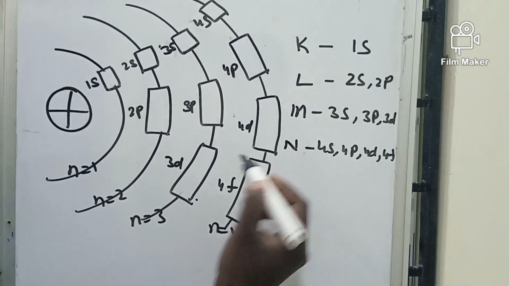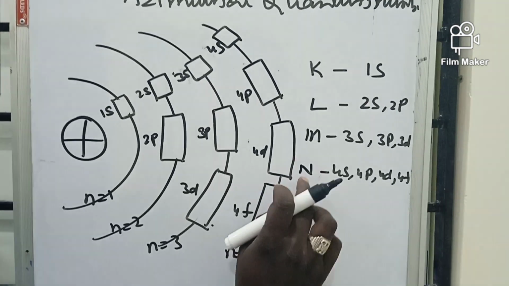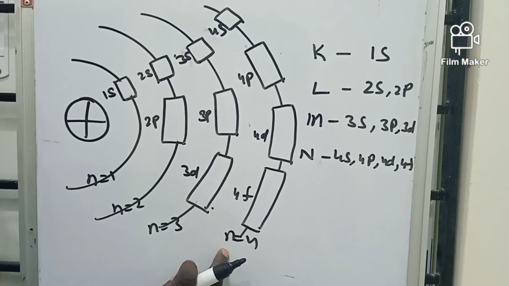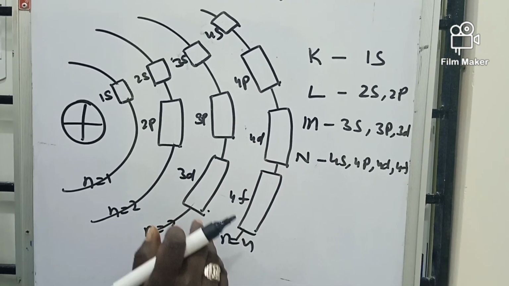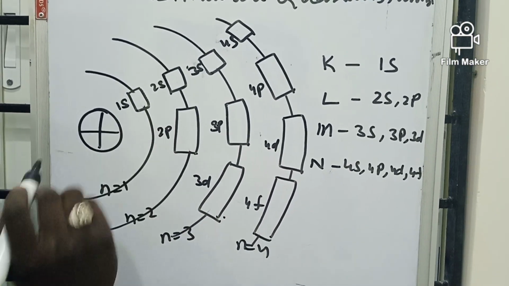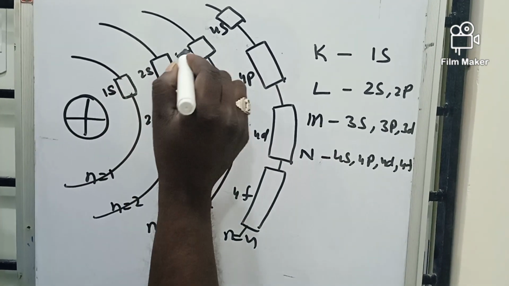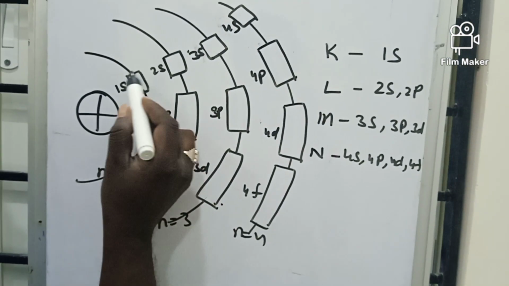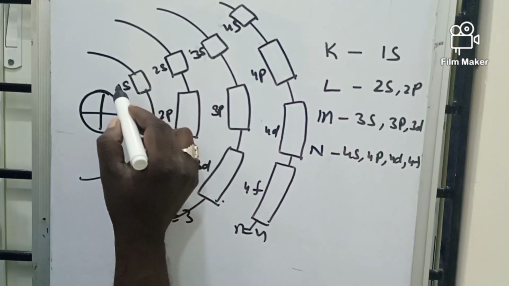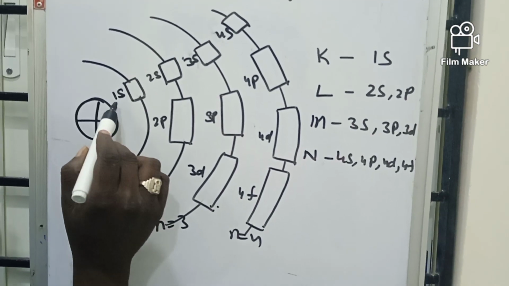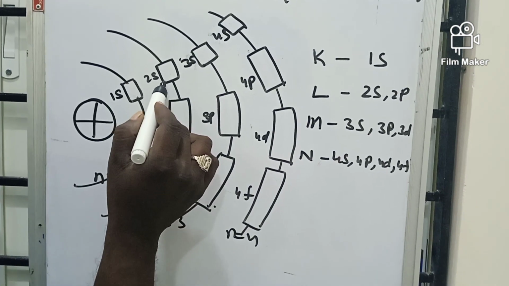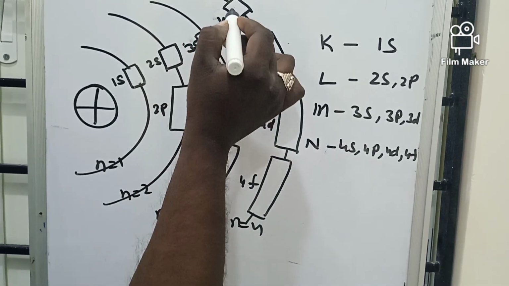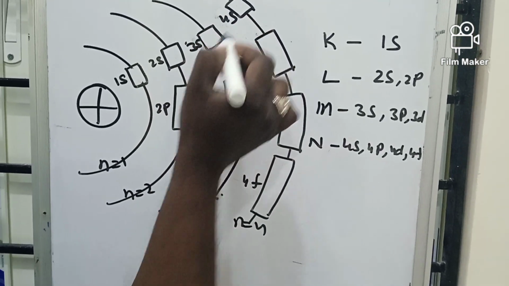So f orbital starts from the fourth shell only, that means N shell. From N shell onwards, f orbitals will start. Before N, no f orbitals. So in the first shell s only is there, in the second shell s and p, in the third shell s, p, d, in the fourth shell s, p, d, f. This s orbital is there in all shells, but in the first orbit it is 1s, in the second orbit 2s, in the third orbit 3s, in the fourth orbit 4s.